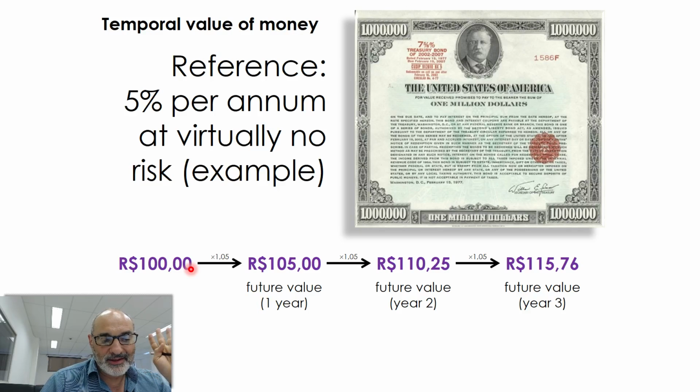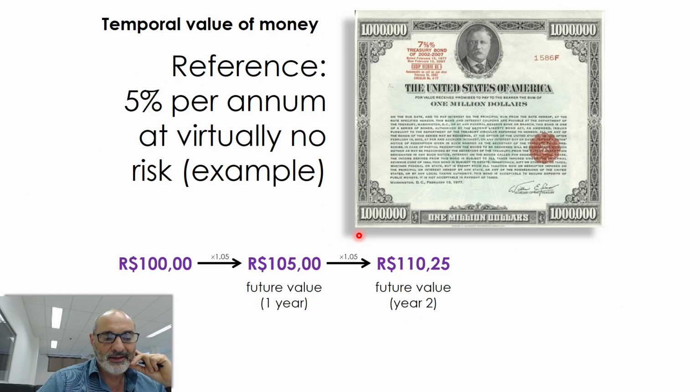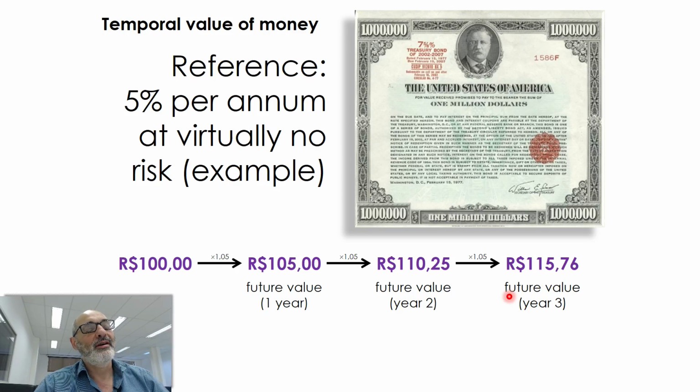Let me emphasize this. Instead of investing in A and B, we could have had this cash flow here. This is the cash flow of our reference investment. The problem is that we have to decide today and not in 3 years. So what we have to do is the contrary: instead of correcting our values to the future, we have to correct our future values to the past. Let's see how we do this from the past to the future.